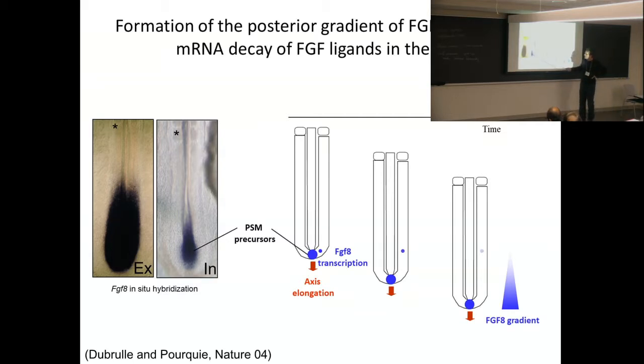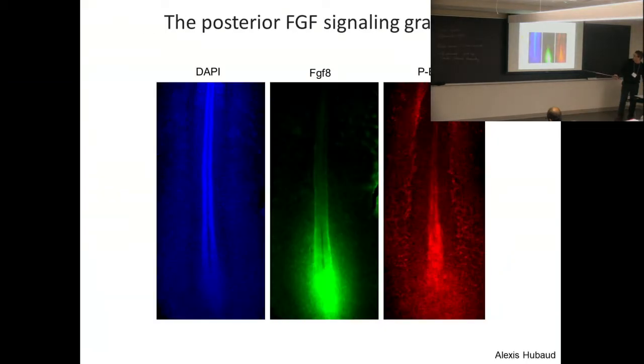You can see this by, for instance, using an intronic probe, where the nuclear transcripts are only detected in the tailbud area and not in the presomitic mesoderm. Whereas if you use an exonic probe, you see that there's plenty of messenger RNA in these cells that do not actively transcribe the messenger RNA. Just an illustration of this gradient: this is the FGF8 ligand, a fluorescent in situ hybridization, and this is a readout of FGF signaling, phosphorylated ERK, which also shows this nice posterior gradient.